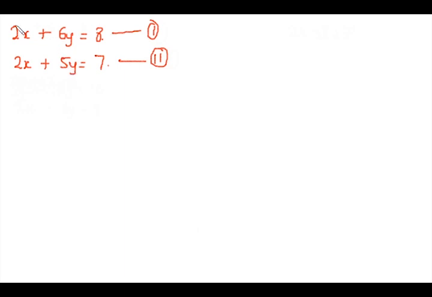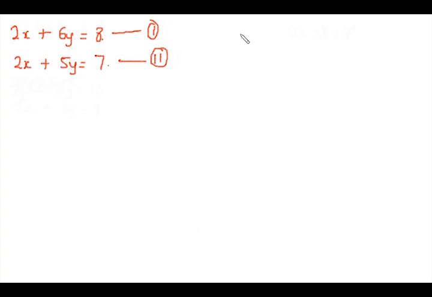One of the things I would like you to know is that this is called a system of two equations because it has two variables. The variables are x and y, and then we have constants. The constants for equation 1 are 2 and 6. The constants of equation 2 are 2 and 5.